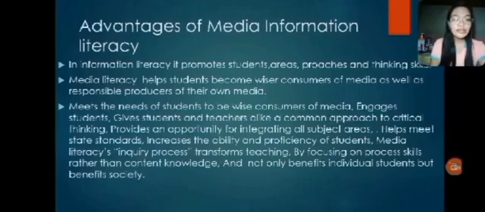common approach to critical thinking, provides an opportunity for integrating all subject areas, helps meet the state standards, increases the ability and proficiency of students. The media literacy inquiry process transforms teaching by focusing on process skills rather than content knowledge, and not only benefits individual students but also the society.